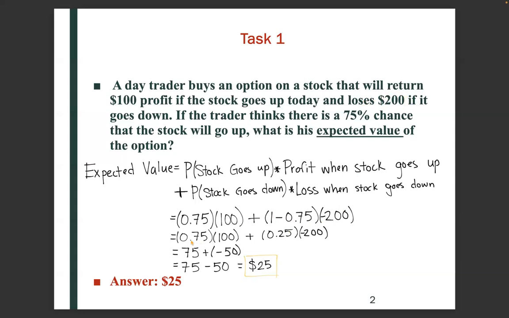So we're going to be doing 0.75 times 100 plus 0.25 times negative 200. And so that gives us $25. And don't forget, the negative when you're doing the calculation is for the loss. And so your total answer is $25.